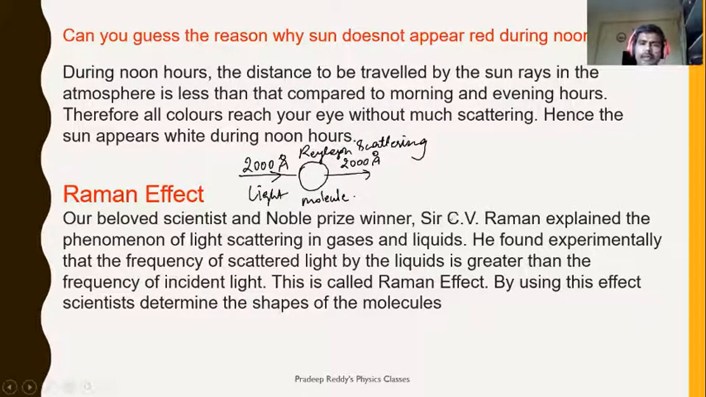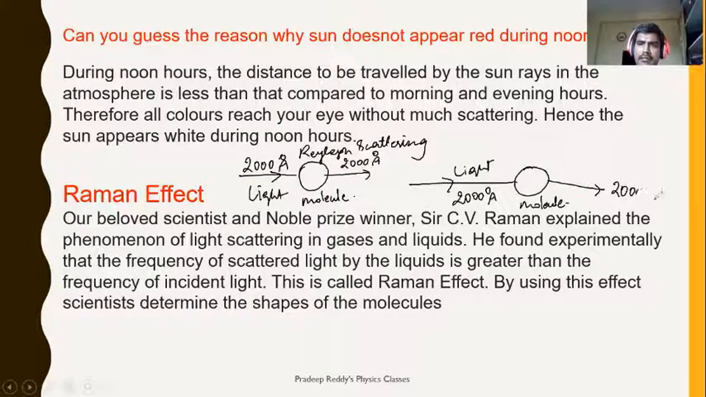For example, you have a molecule, and here is light of wavelength 2000 angstrom. After absorbing, this will be scattered light. 2000 angstrom is received, and in addition to that, you have one more light. This may have a wavelength greater than that of the scattered light. This is called Raman effect.